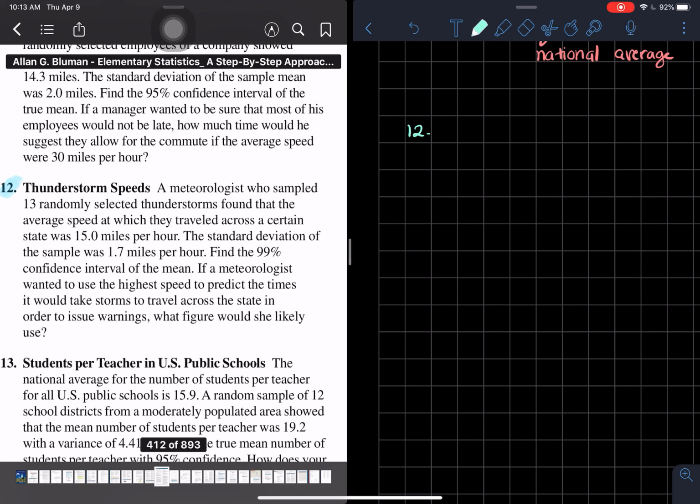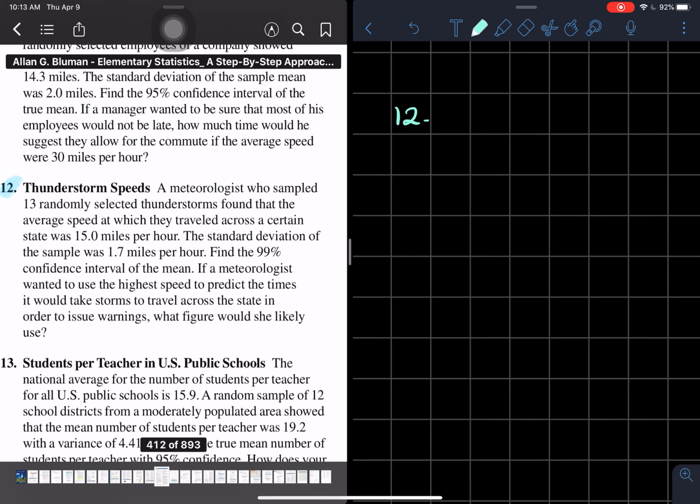Okay, so it says a meteorologist who sampled 13 randomly selected thunderstorms. So what does that really mean? That means that the sample the meteorologist used was equal to 13 randomly selected thunderstorms. Whenever it says sampled, or something was randomly selected, this is our sample size, and our sample size is always denoted by n.